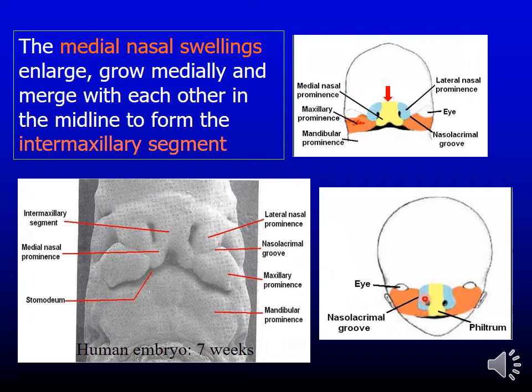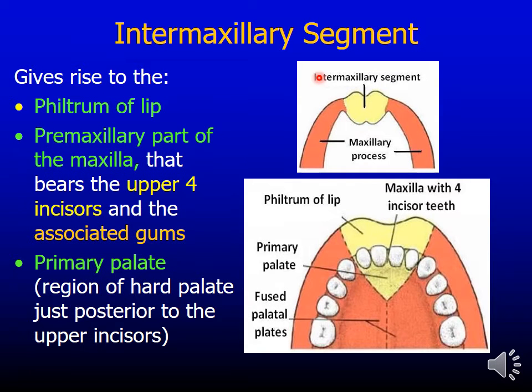The nasolacrimal groove, as I mentioned, appears due to the fusion of the developing maxillary prominences with the nasal prominences. The intermaxillary segment gives rise to certain structures. First, the philtrum of the lip, the premaxillary part of the maxilla that carries the 4 incisor teeth, and the primary palate.